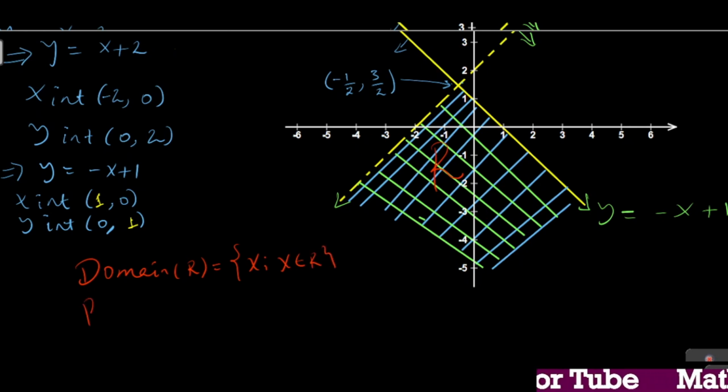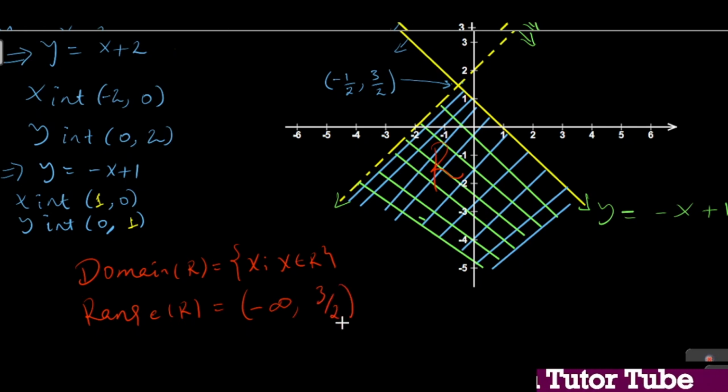What about the range? This shaded part uses the negative y-axis starting from 3 over 2. So the range is minus infinity to 3 over 2. It doesn't include 3 over 2.